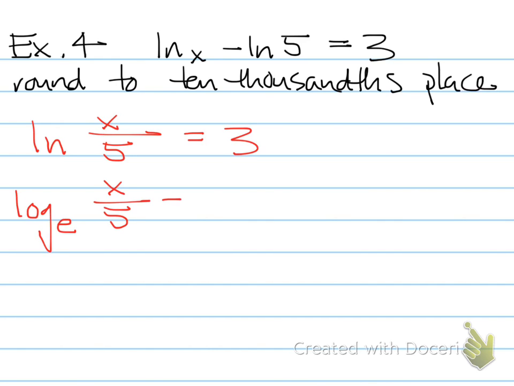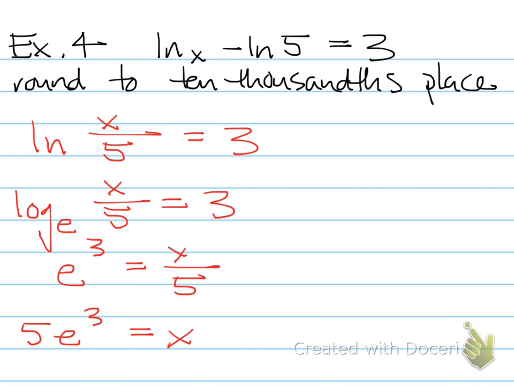Now we want to rewrite the natural log as log base e. And then we can put it in exponential form by writing e to the 3rd power equals x over 5. And then to solve for x, we just lastly multiply both sides by 5. And we get x equals 5e to the 3rd power, which is approximately 100.4277 to the 10,000th place.